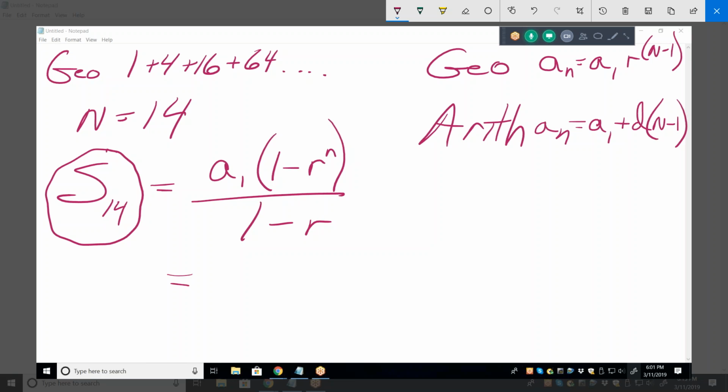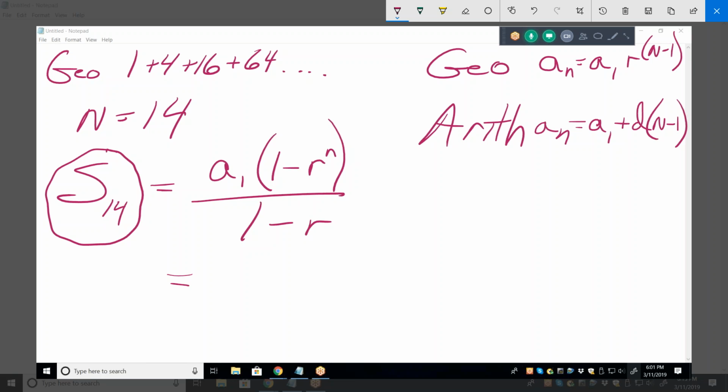What's a sub 1? A sub 1 equals a sub 14. No, a sub 1 always equals the first term in the sequence or the series. Oh, okay, right. Same thing as this a sub 1 over here on the right. That's what a sub 1 means, the first term. A sub 2 means the second term. A sub 4 means the fourth term.